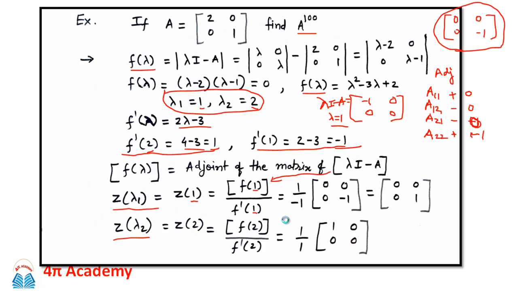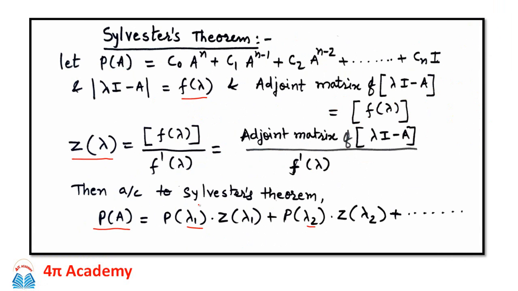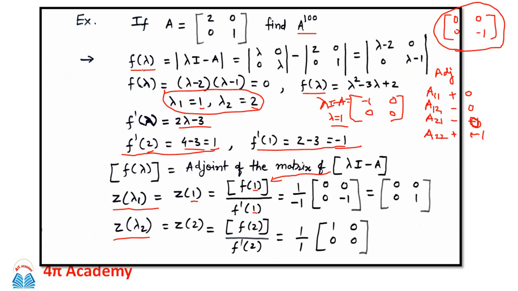So let us look at Sylvester's theorem again. First, you have to find f of lambda, which is the determinant of lambda I minus A. Then you will have the equation for f of lambda as a quadratic equation, which is lambda square minus 3 lambda plus 2, for which you will get the roots of this characteristic equation as lambda 1 and lambda 2, which are the eigenvalues. Then you need to find the derivative of f of lambda as f dash. Then you have to find f dash of the two eigenvalues. So f dash of 2 is this, f dash of 1 is this.